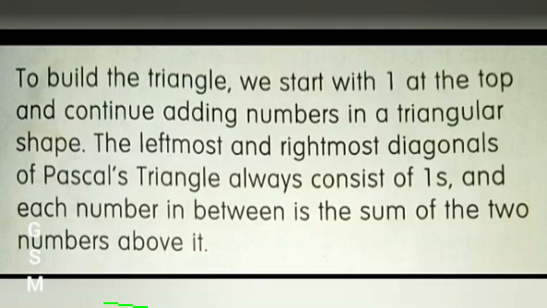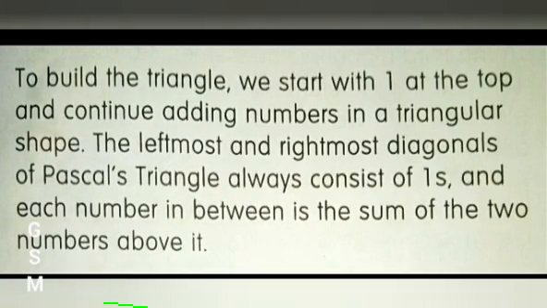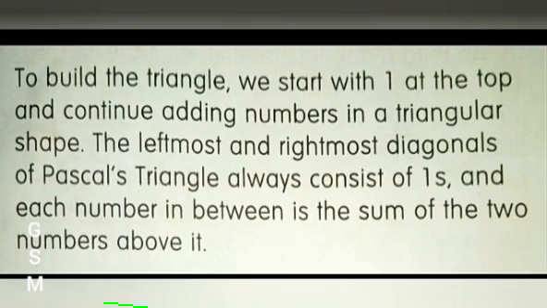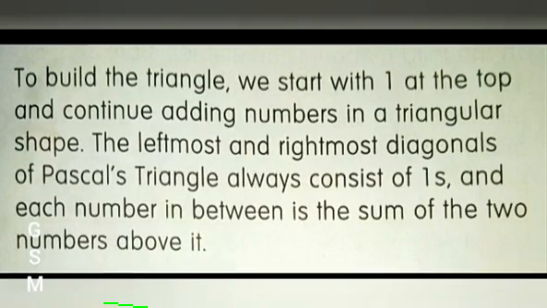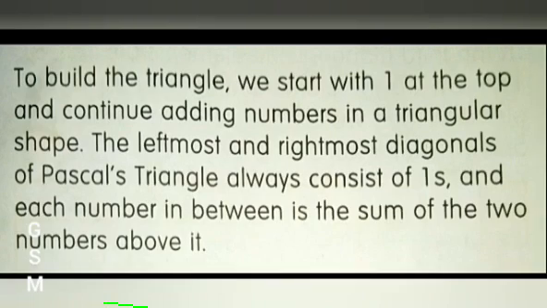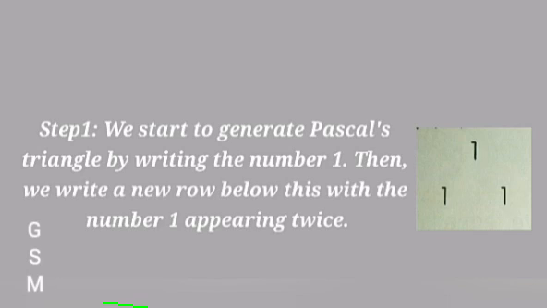The leftmost and the rightmost diagonals of Pascal's triangle always consist of ones, and each number in between is the sum of the 2 numbers above it. Let us see how to form Pascal's triangle.